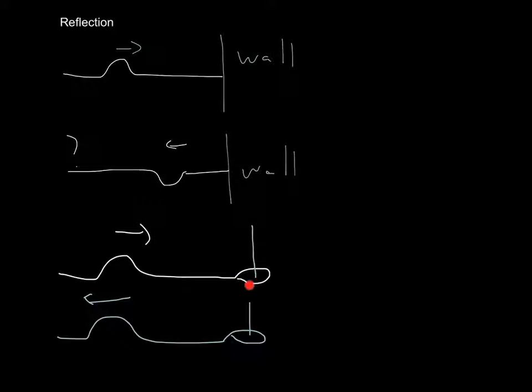So when the ends are not fixed by something like this, then reflection is just normal. There's no inversion. But when the ends are fixed, like for example tied to a wall, because of Newton's third law, I will get an inversion of the pulse.